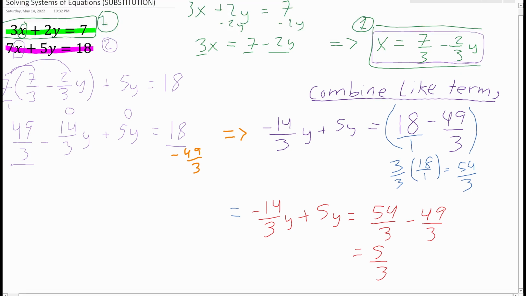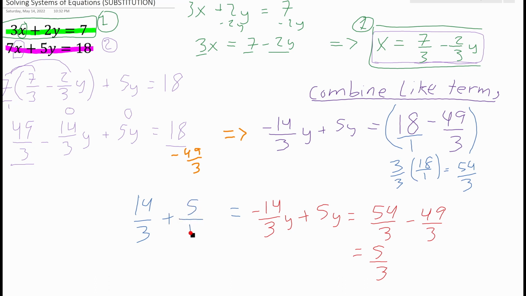So we're going to take this and we're going to say, okay, 14 over 3 plus 5 over 1. How do we make these the same denominators? We're going to multiply this by 3 over 3. And now we're going to end up with 14 thirds, which is negative, I forgot about that, plus 15 over 3.